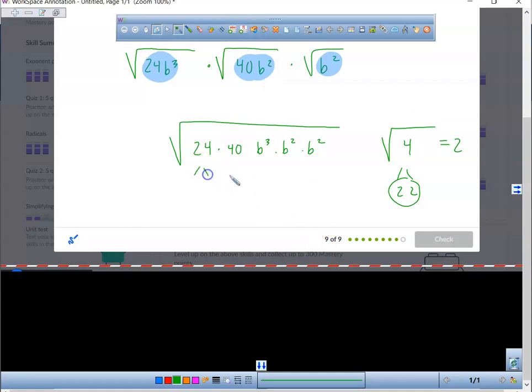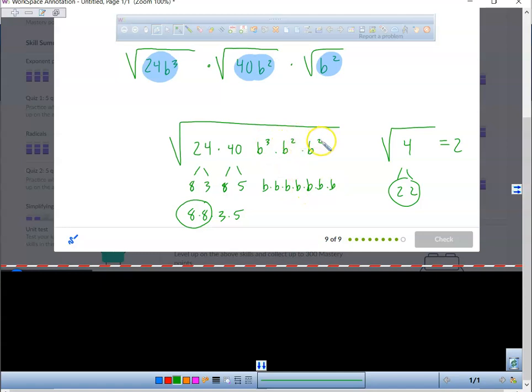So right now let's break down into some of our factors. Hopefully you know 24 breaks down to 8 times 3, and 40 breaks down to 8 times 5. So you have an 8 times an 8 times a 3 times a 5. Square roots look for pairs, so we have a pair of 8s. If we list out all of our variables being multiplied together, we have a total of 1, 2, 3, 4, 5, 6, 7, because there's 3 of them, 2 more, and 2 more. 3 plus 2 is 5, plus 2 is 7.